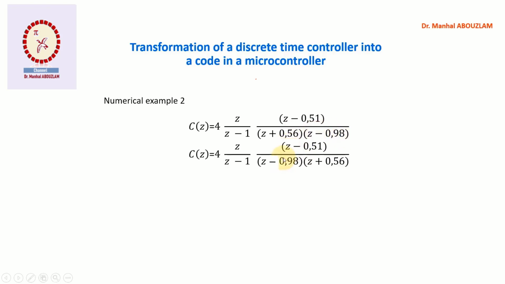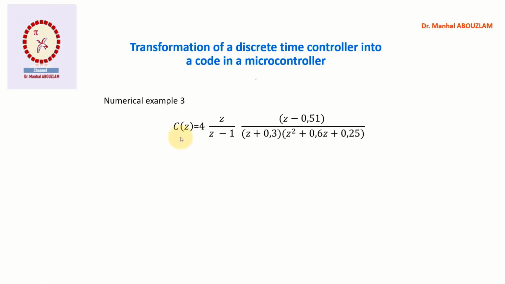Okay, now we will break down this part into smaller transfer functions. So I take this polynomial over this polynomial and I obtain this block. And for the other block, I have 1 over this polynomial. Now we will write our controller as a function of z power negative 1, as you see here.